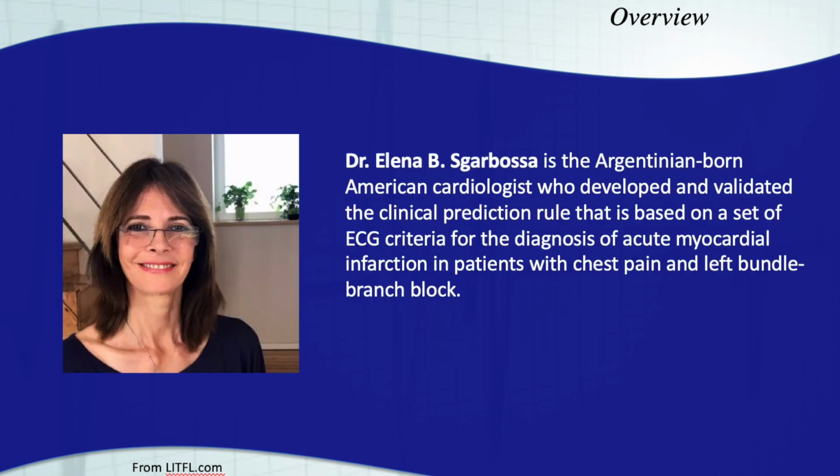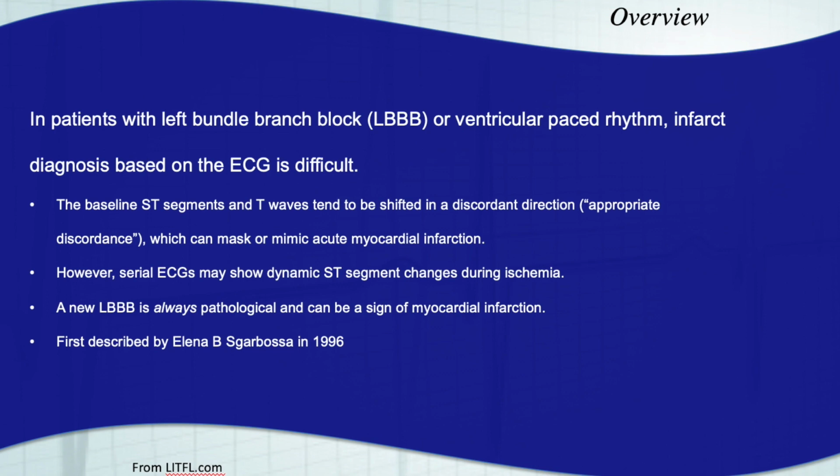However, Dr. Elena Sgarbossa, an Argentinian-born American cardiologist, developed and validated that clinical prediction rule that we call the Sgarbossa Criteria. And what that is, is a set of rules based on concordant and discordant ST segment elevation. What does that mean? What is concordant and discordant? Well, discordant ST segment elevation is ST segment elevation that's in the opposite direction as the terminal wave, where concordant ST segment elevation is ST segment elevation that's in the same direction as the terminal wave of the QRS. And if you don't know what I'm talking about, I'm going to explain that in a second.